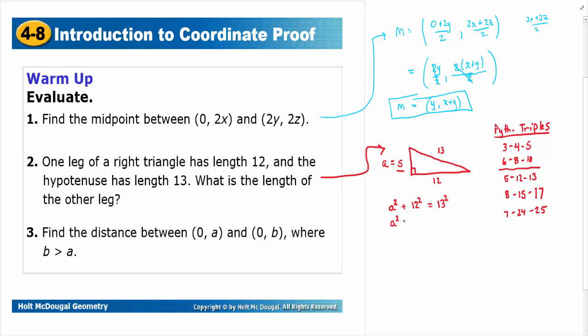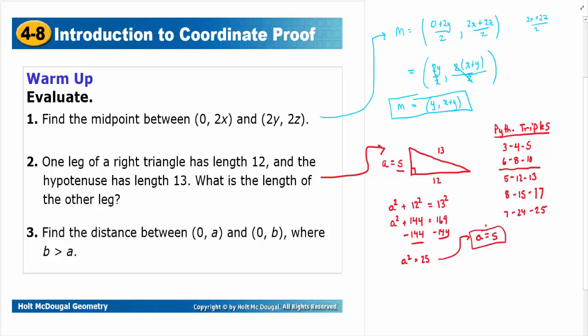So I get a squared plus 144 equals 169. We subtract 144 from both sides, and that's going to give you a squared equals 25. And if you square root that, you're going to get a equals 5.